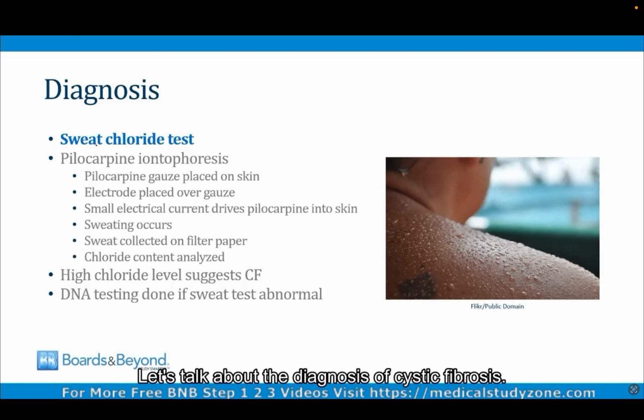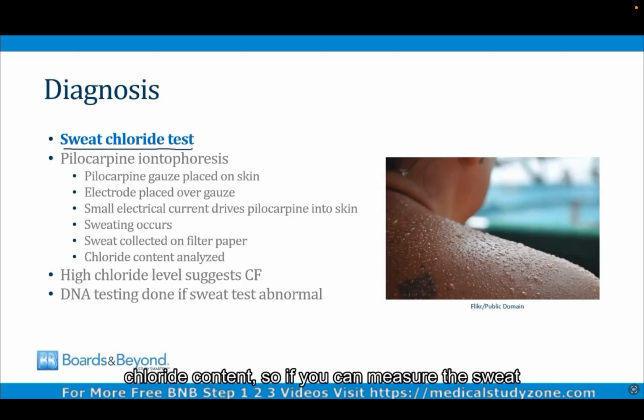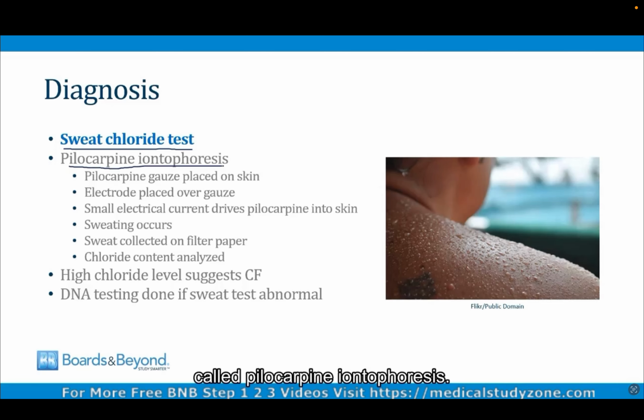Let's talk about the diagnosis of cystic fibrosis. The main diagnostic test for cystic fibrosis, if you suspect a patient has the condition, is called the sweat chloride test. The idea here is that the sweat among patients with cystic fibrosis has an abnormally high chloride content. So if you can measure the sweat and determine the chloride content, that can be an evaluation for cystic fibrosis. The sweat chloride test is done through a technique called pilocarpine iontophoresis.